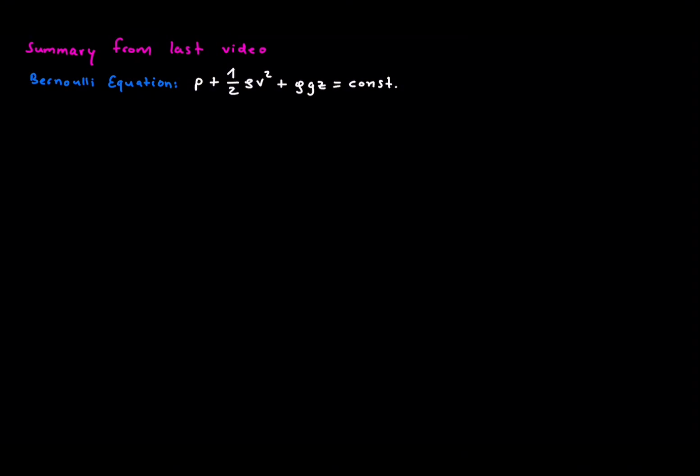For steady, incompressible, and frictionless flow along a streamline, the sum of the static pressure, the dynamic pressure, and the hydrostatic term stays constant. In symbols, pressure plus 1/2 times density times velocity squared plus density times g times height equals a constant. This is Bernoulli's equation in pressure form. It tells us that pressure energy, kinetic energy, and potential energy per unit volume all trade off. If one rises, another must fall.